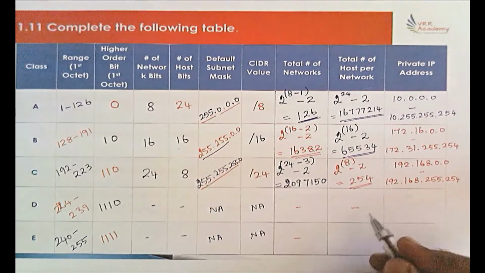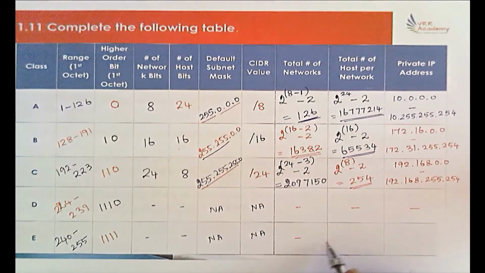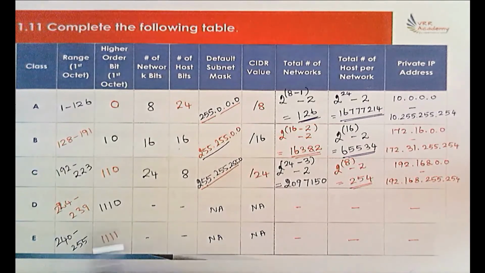This is not applicable for class D and class E. Class D is generally used for multicasting. Class E is used for research and development purposes only. So this is the end of the first exercise, exercise number 1. Continue with exercise number 2.